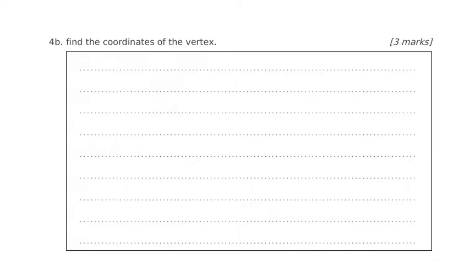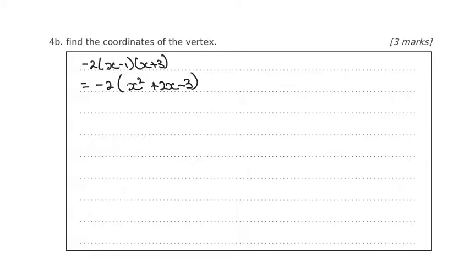4b, find the coordinates of the vertex. First thing we need to do is expand -2(x - 1)(x + 3), which equals -2 brackets x squared + 2x - 3. We now need to complete the square for the inside brackets.